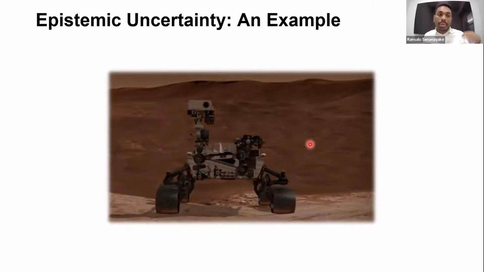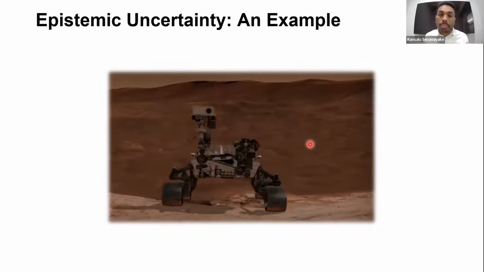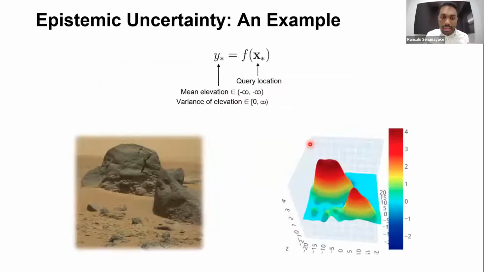Let me show you an example of what I mean by estimating or quantifying epistemic uncertainty. So this is a Mars rover. And on Mars, you have boulders like this. In this case, the quantity of interest is the elevation. We need to build an elevation map like this. For that, we try to learn a function F. So this is an implicit representation, and X is basically location. For a given location, if we query this function, it will provide the mean elevation.